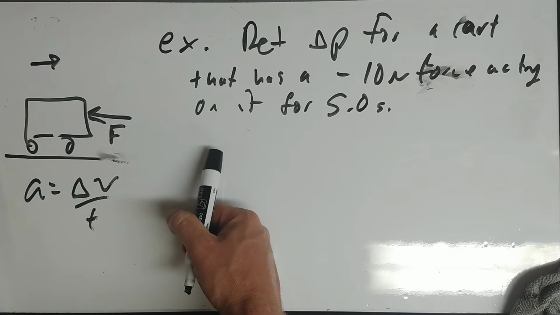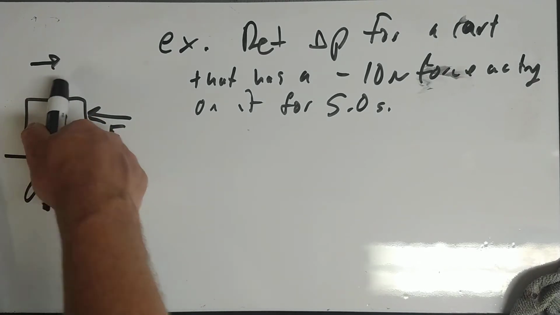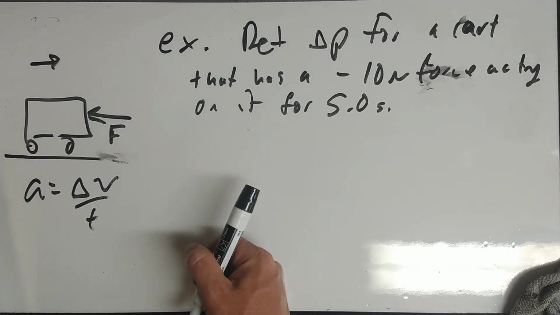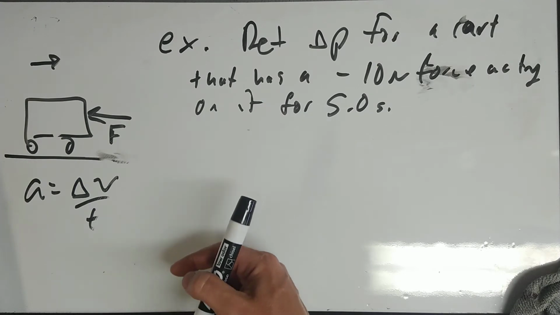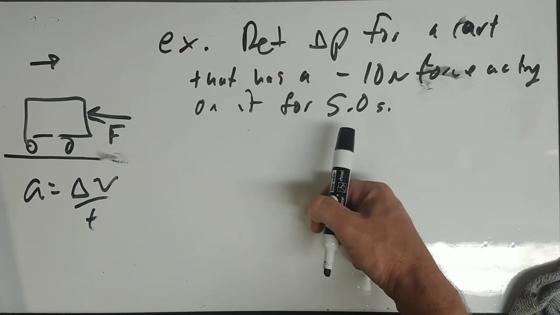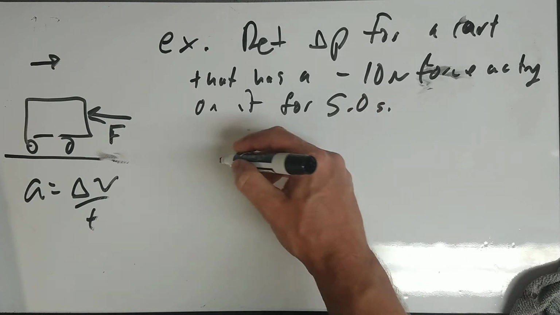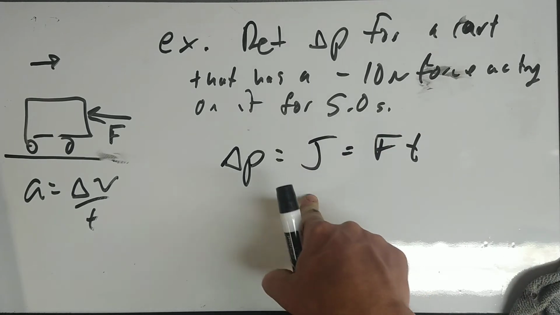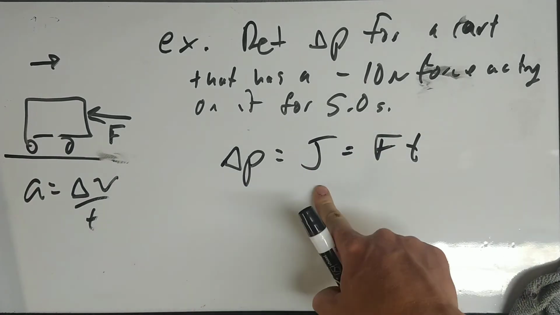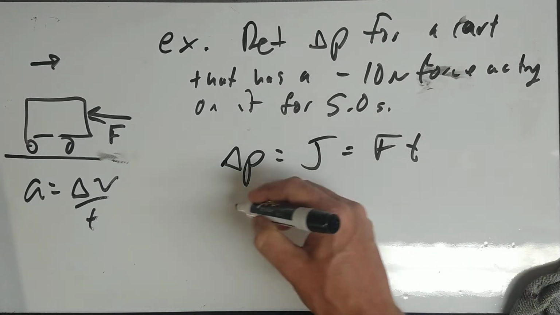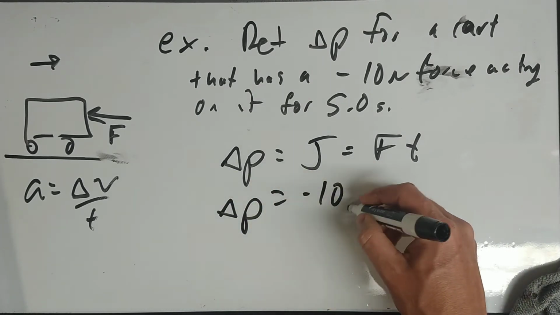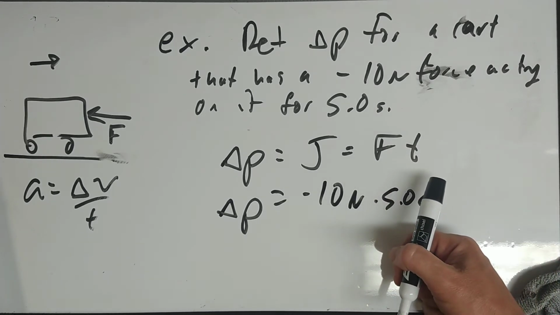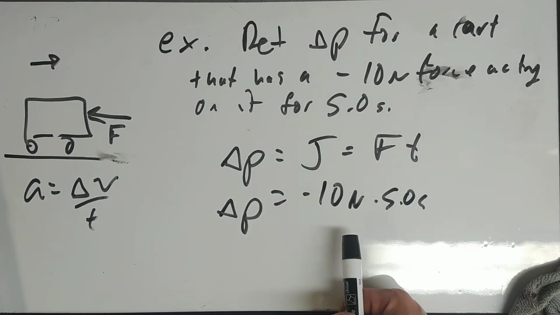So note that I put the negative sign on here because the sign matters. Impulse, momentum, change in momentum, they're all vector quantities, okay? So determine the change in momentum for a cart that has a negative 10 Newton force acting on it for 5.0 seconds. So delta P equals J, which equals force times time. J is impulse. So the change in momentum ends up being equal to impulse, which is equal to force times time. So the change in momentum of the cart is negative 10 newtons times 5.0 seconds. I said Newton meters on that previous screen. That's a mistake. Oh, it's Newton seconds. I was thinking that didn't cancel out, right?